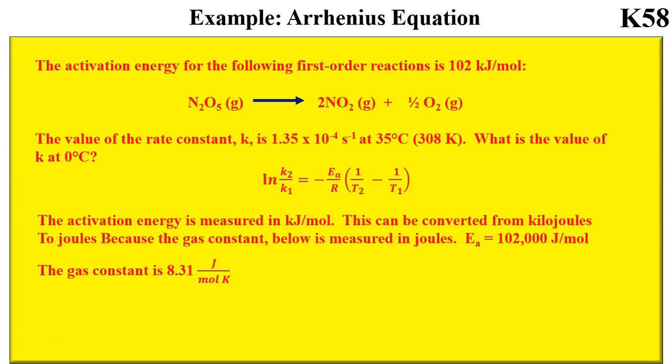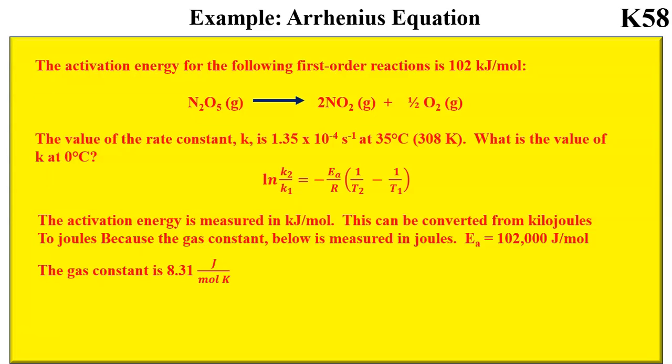So there's the equation. And it really is just a case of plugging in the numbers, but you have to practice these. It's very easy to make mistakes on an equation like that if you haven't practiced. So the activation energy is measured in kilojoules per mole, but the gas constant R is measured in joules per mole Kelvin. You see that down at the bottom. So this can be converted from kilojoules to joules because the gas constant below is measured in joules. So EA, rather than saying 102 kilojoules per mole, it's 102,000 joules per mole.